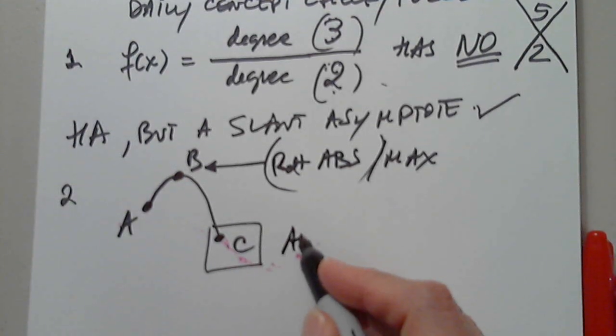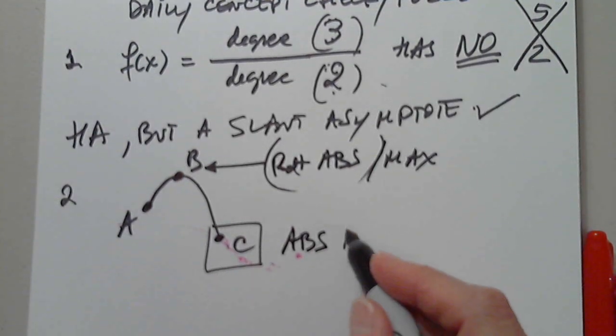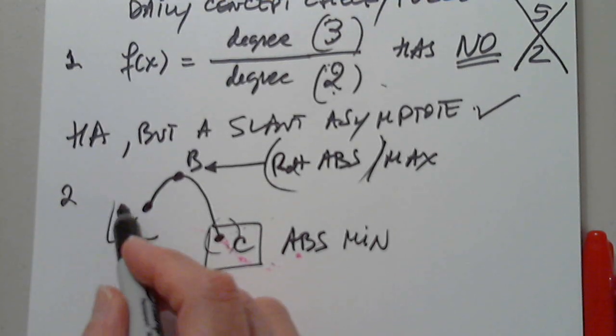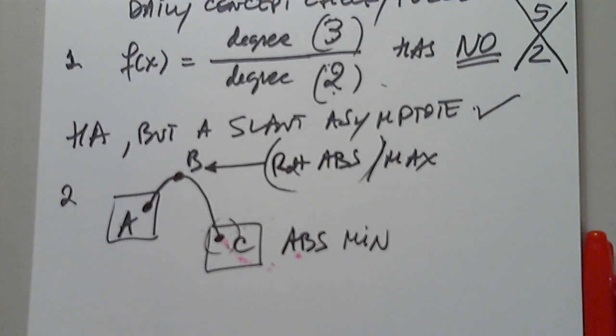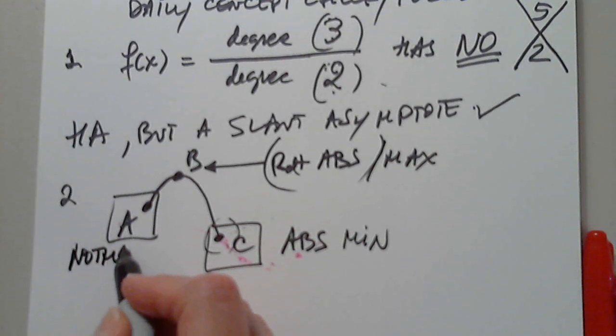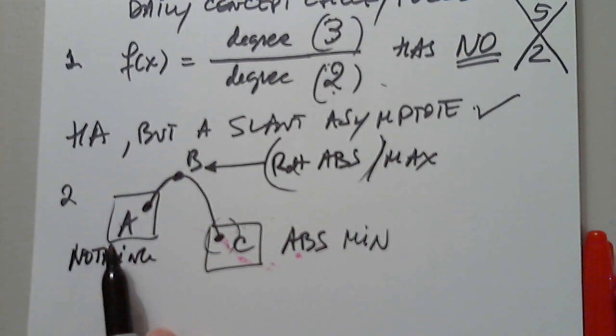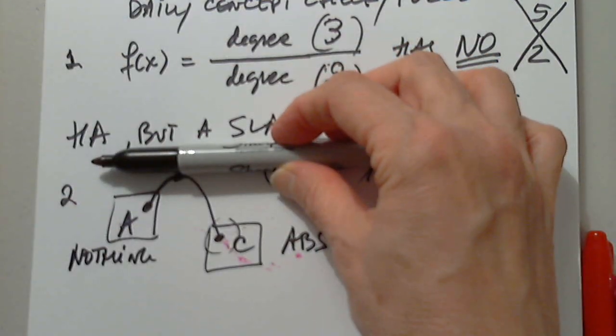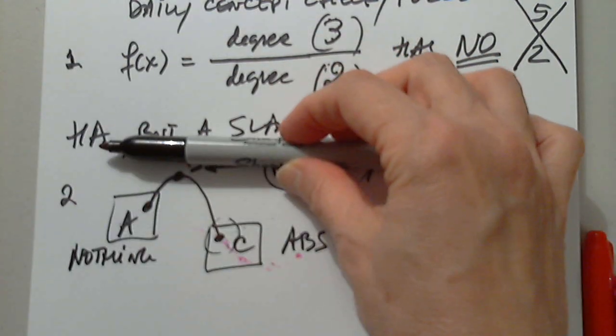Absolute min? Excellent. Can it be a relative? No, because it's at the endpoint of the interval and the function does not exist on this side. Awesome. Great job. Can anyone tell us what is A? Nothing. Exactly. It cannot be relative. It cannot be absolute max because there is already one that is higher than it.